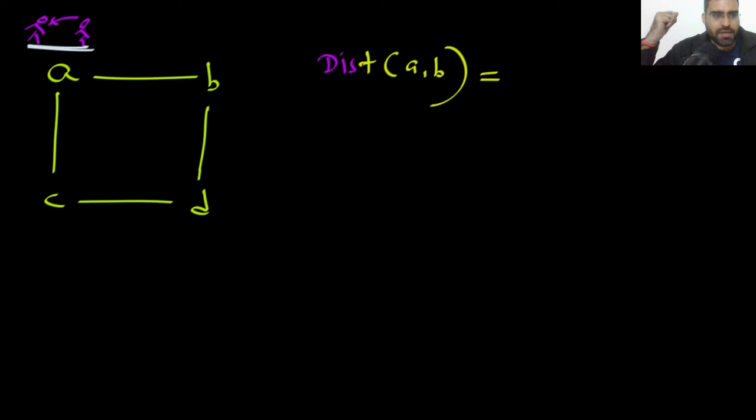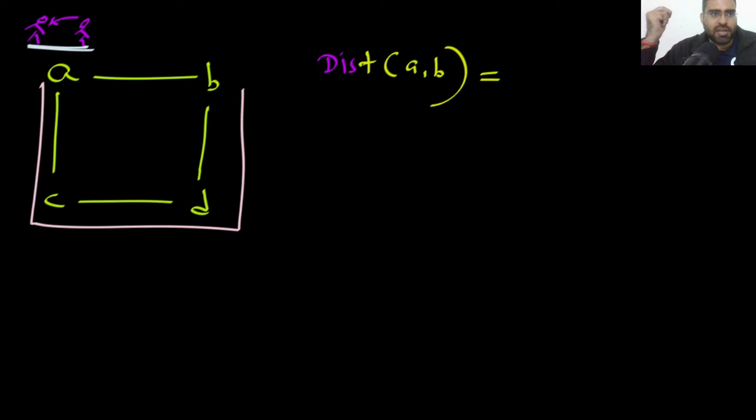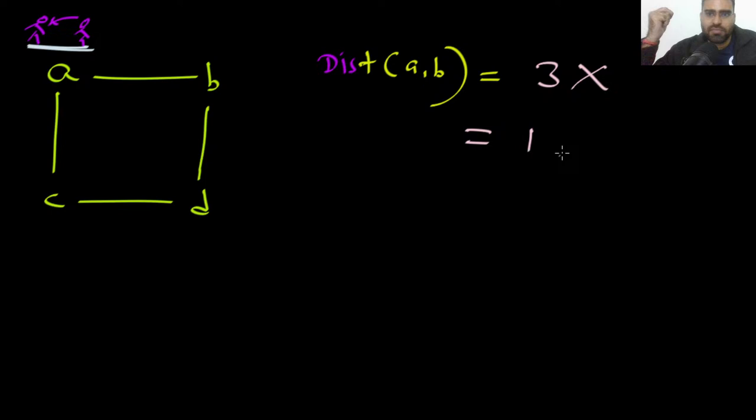Will you say that distance is 3? Like, will you say that go like this, then like this, then like this, distance is 3? So distance is not 3. What you will say is that distance is simply 1. So distance is basically the length of the shortest path.